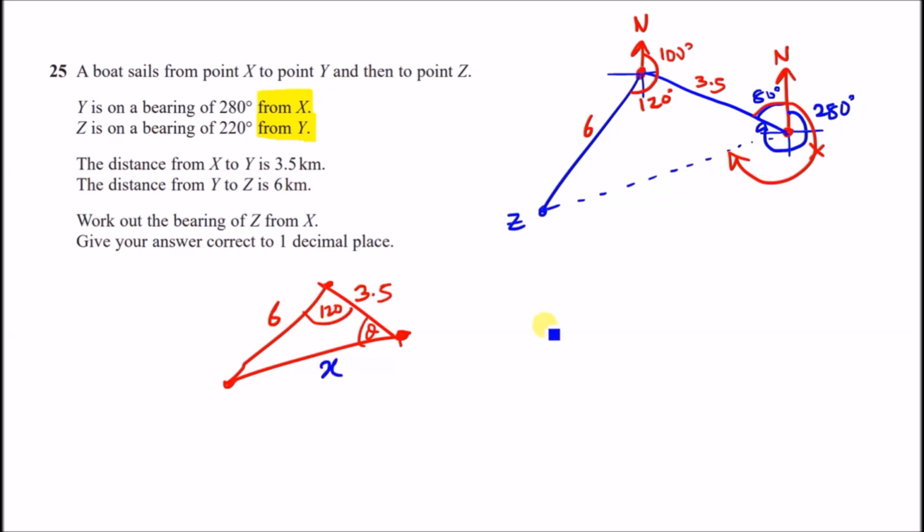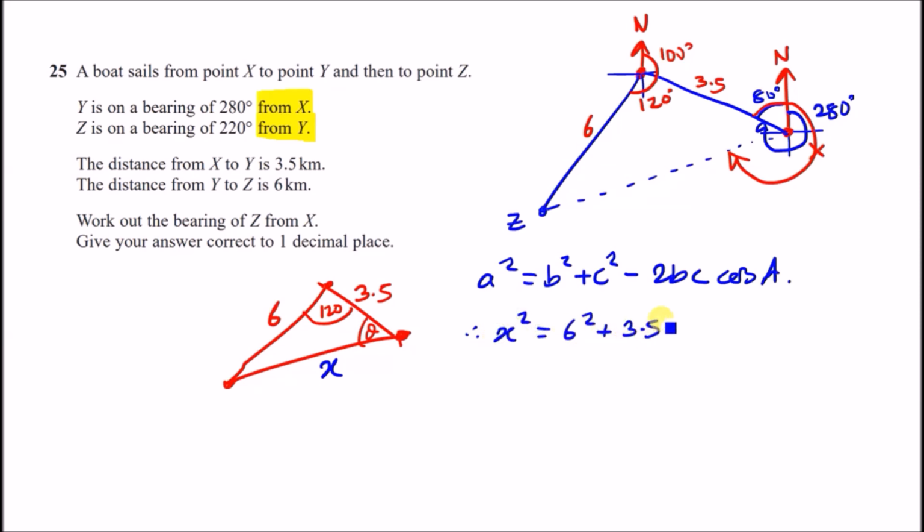So the cosine rule was something like that. It was a squared equals b squared plus c squared minus 2bc cos A, yeah? Where A is the angle of interest, which is 120, and little a is opposite the angle, which is x, meaning b and c will be 6 and 3.5. So therefore we can say x squared equals 6 squared plus 3.5 squared minus 2 times 6 times 3.5 times cos 120. When you put this in a calculator and then square root your result, I've done this already, you should get approximately 8.3 kilometers, yeah? So this should be fine.